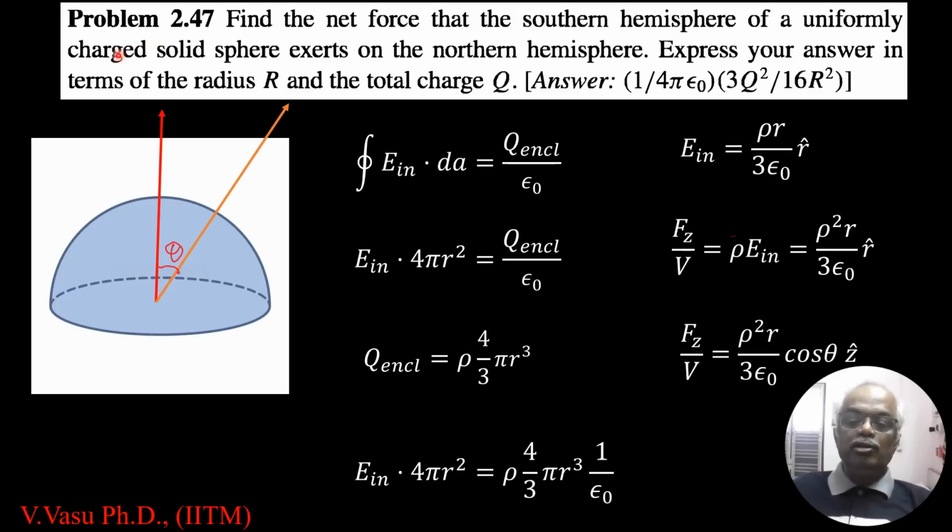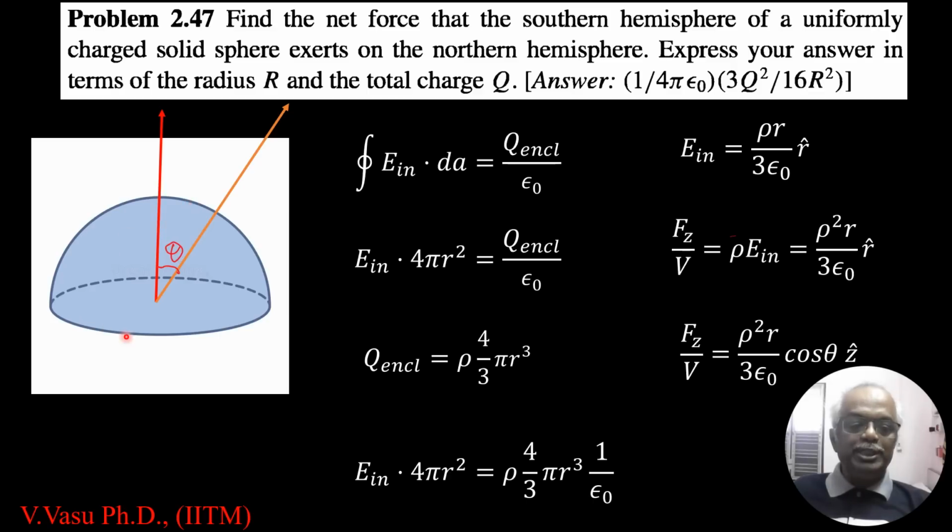Today we will solve problem 2.47 of Griffiths, fourth edition, Introduction to Electrodynamics. The problem is: find the net force that the southern hemisphere of a uniformly charged solid sphere exerts on the northern hemisphere. Express your answer in terms of the radius capital R and total charge capital Q.